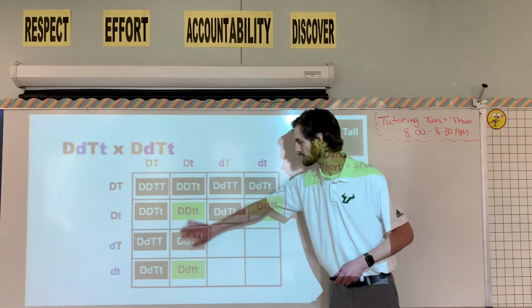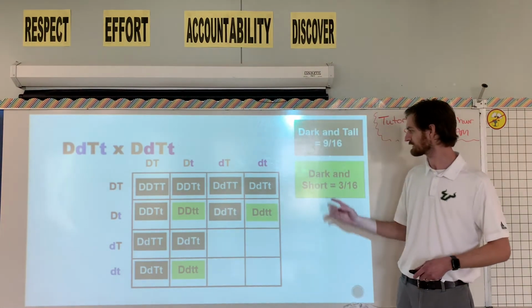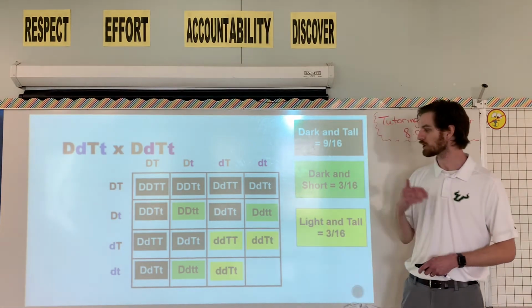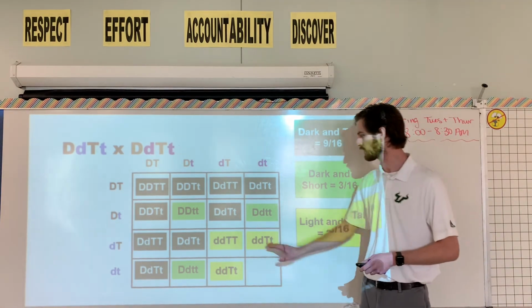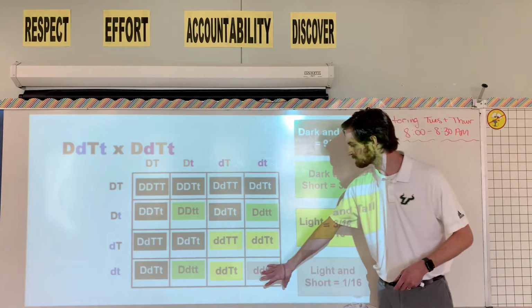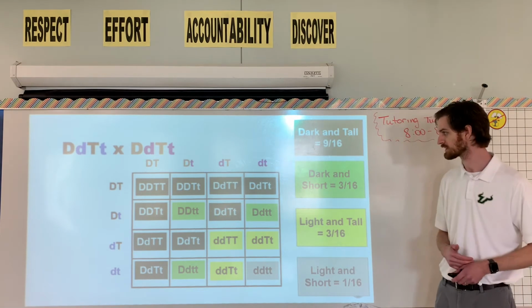If I have a dark leaf plant that's short, that's going to be 3 out of 16, and those would be the boxes that correspond. You can also have light colored leaves that are tall, so I put those in yellow here, and finally in gray, this would be the light colored leaf that is short overall as a plant.